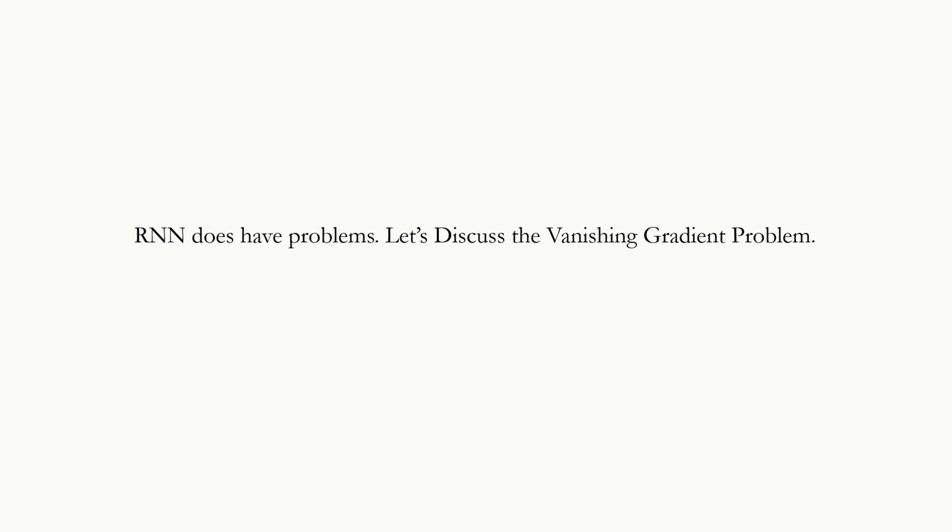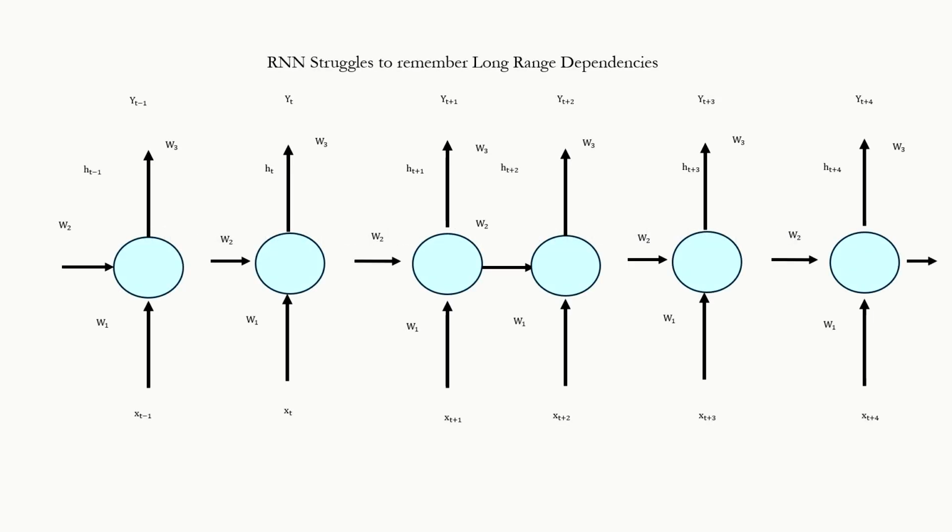So RNN does have some problems. Let's discuss the vanishing gradient problem. So RNN struggles to remember long-range dependencies. Backpropagating through time requires more multiplications of the hidden layers. So just to illustrate, the more you multiply something, especially if they're in decimal places, they're going to get smaller and smaller and smaller.